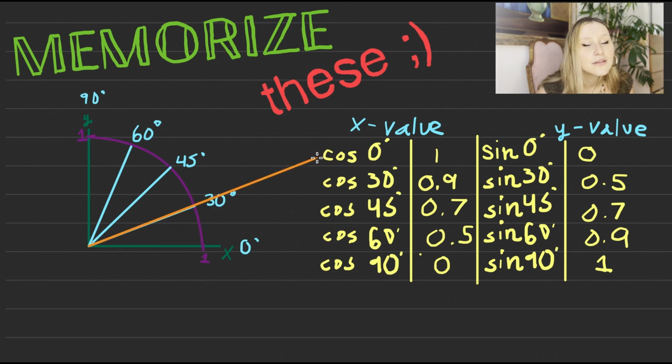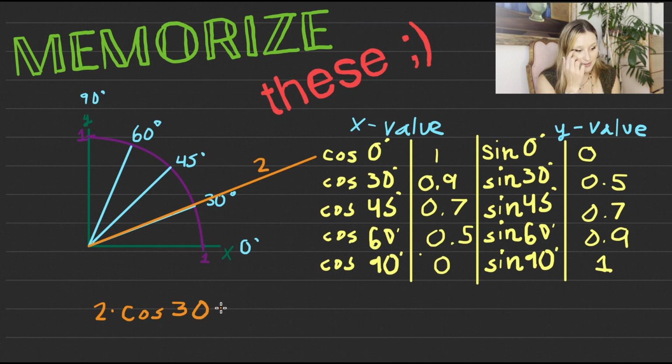Now say we have a little line and it lies on the 30-degree angle, but no, it is not of length 1, it is of length 2. So what do we do, you may ask? We want to find the x and y values, or the legs of the triangle. All we have to do is multiply the standard unit circle cosine and sine values by the length. Does that make sense? So we have 2 times cosine of 30, which is 1.8, and I'll let you guys try the y value.